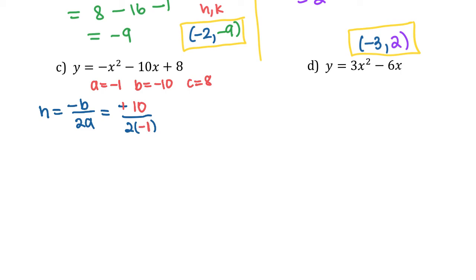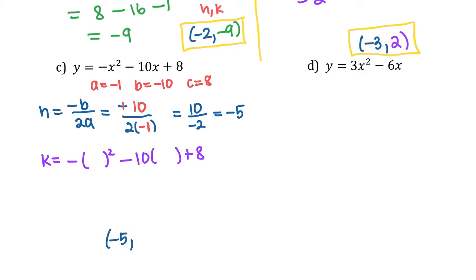Okay, let's evaluate this. Okay, 10 divided by -2 is -5. So I already know the x coordinate of my vertex is -5. To find my y coordinate or my k value, I'm going to go ahead and plug this into the original equation. So it's -x squared minus 10x plus 8. And I just got -5.